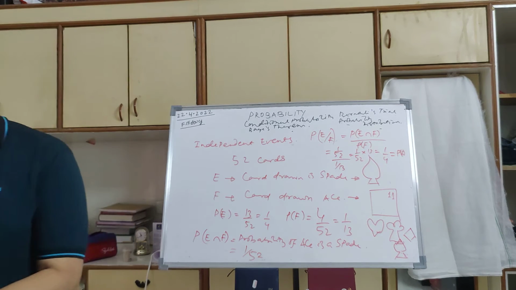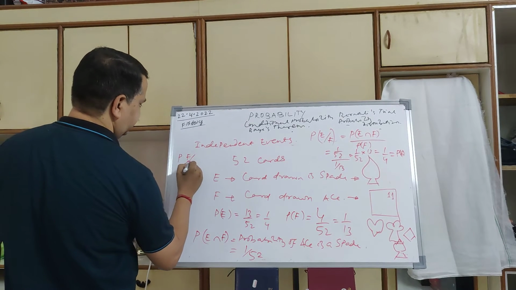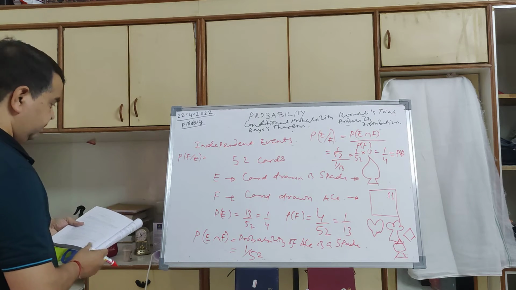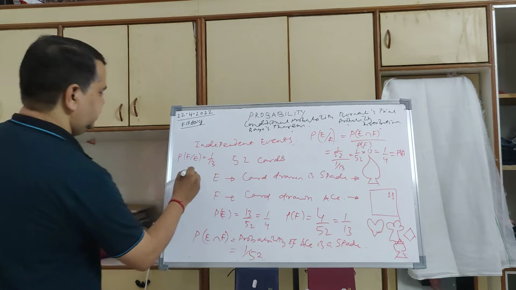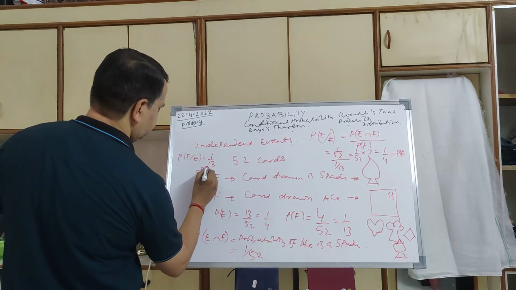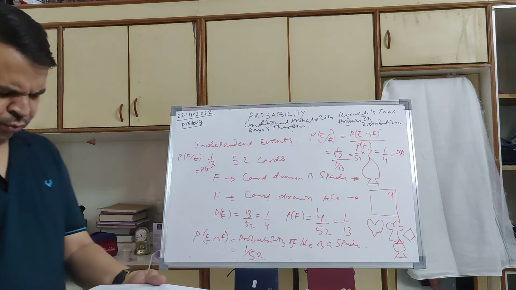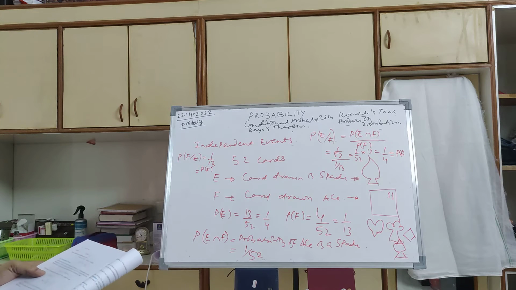Similarly, you can find probability of F given E, which also equals 1 by 13, which is equal to probability of F. That also has not been affected. So E and F are two events such that the probability of occurrence of one of them is not affected by the other. Such events are called independent events.